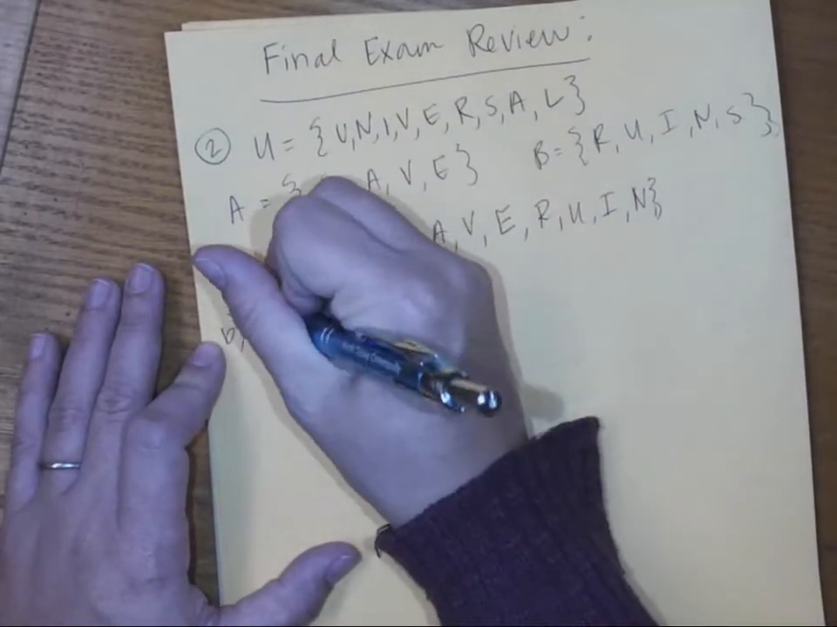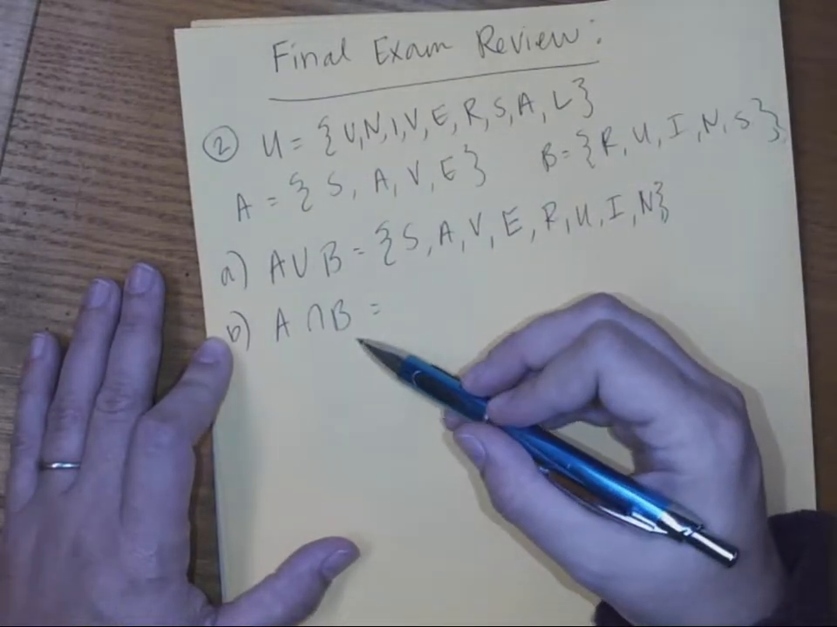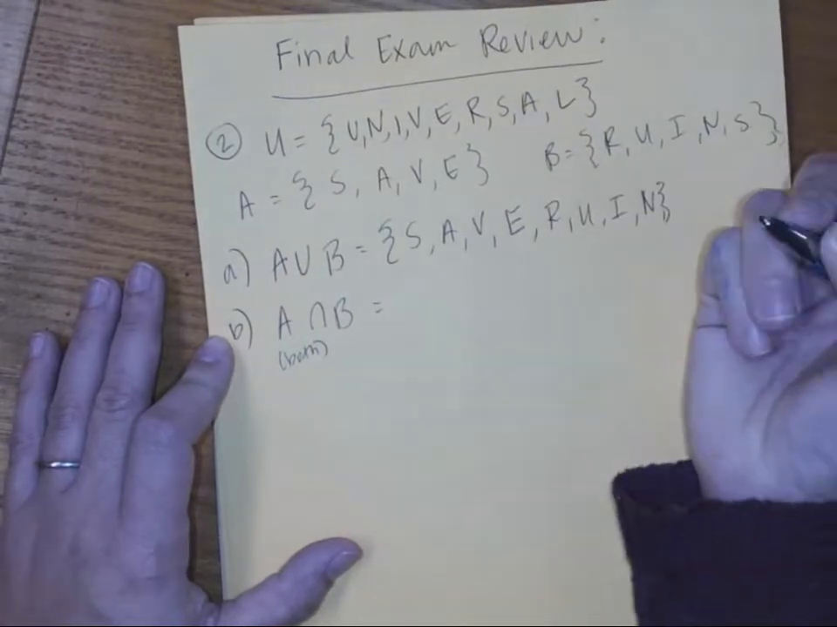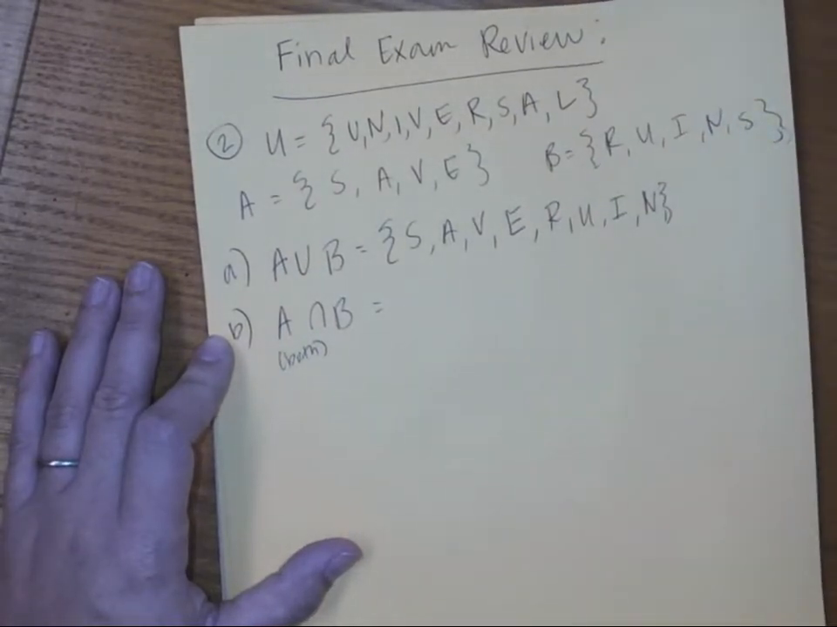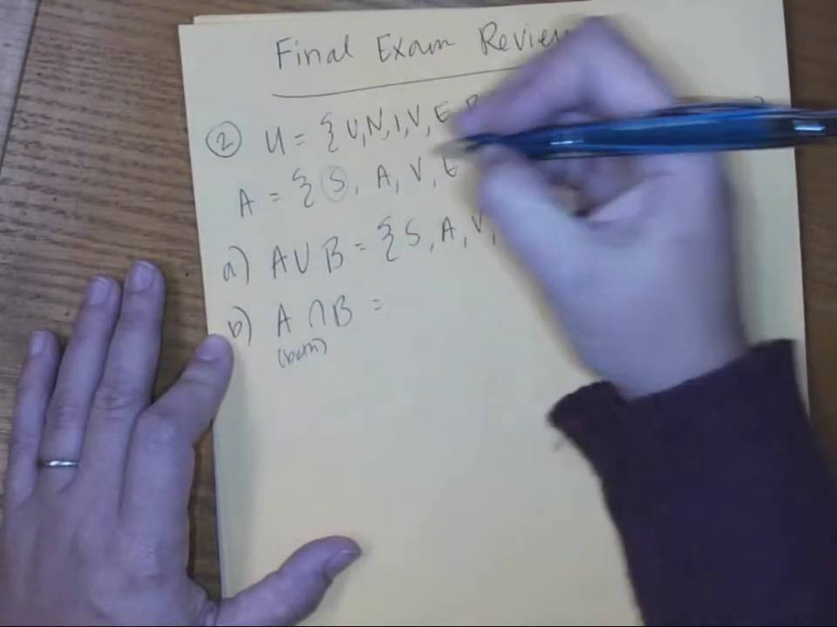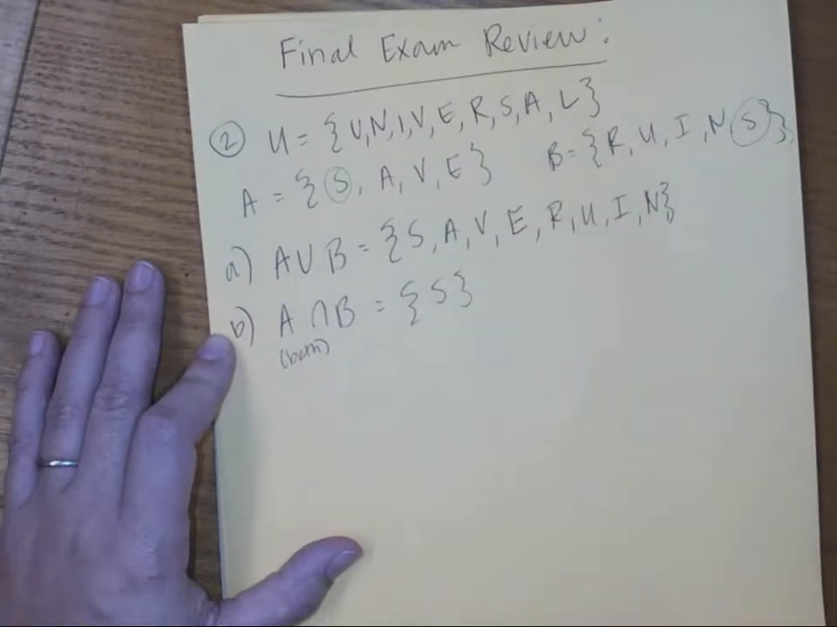For part B, it asks for A intersect B. Well, A intersect B is something that is in both sets. So what is in both sets? The only letter that's in set A and set B is the letter S. So the intersection would just be the letter S.